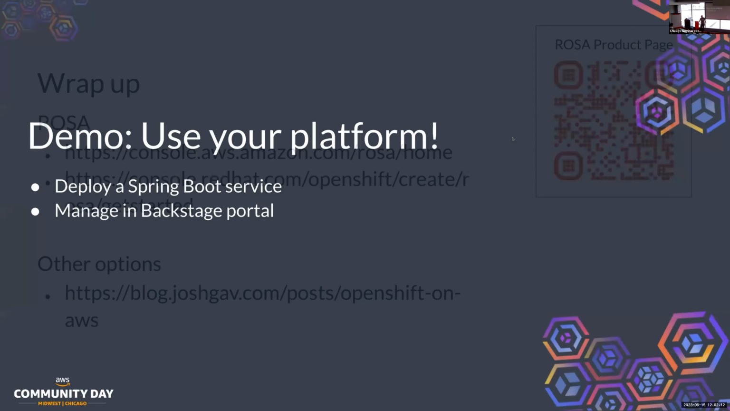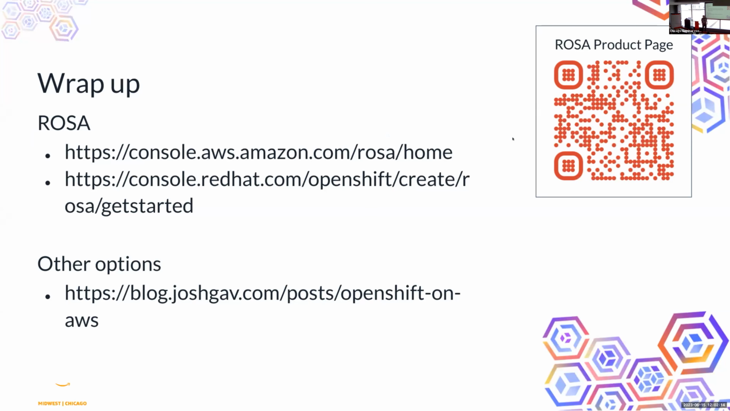I wanted to put up the product page. You can go try out ROSA within the AWS console or the Red Hat console. I actually wrote a post about a year ago with not just ROSA, but two or three other ways to deploy Kubernetes and OpenShift on AWS, so check that out. I'm around, and if you want to talk Kubernetes, CNCF, Red Hat, come find me.